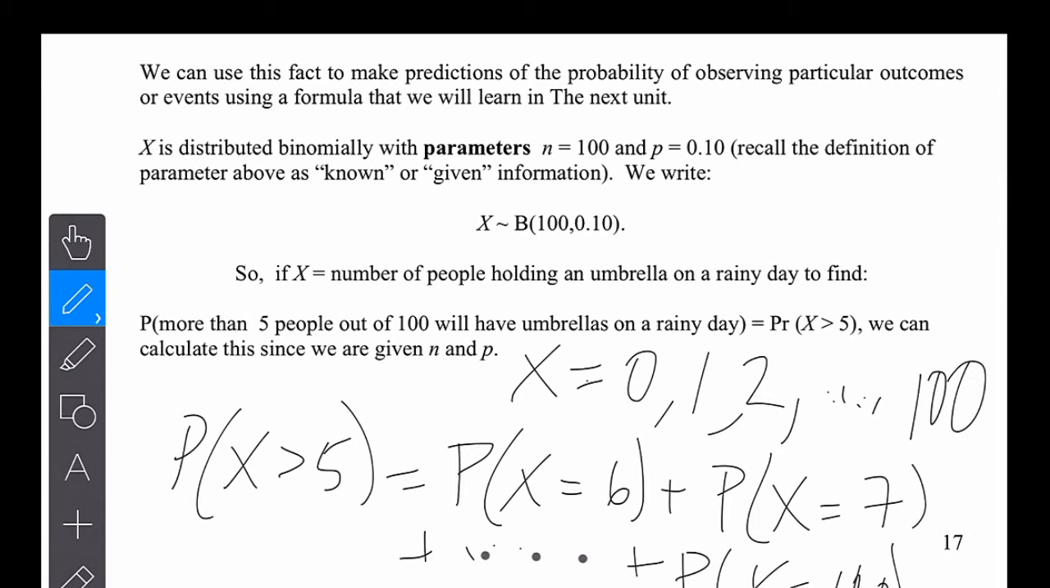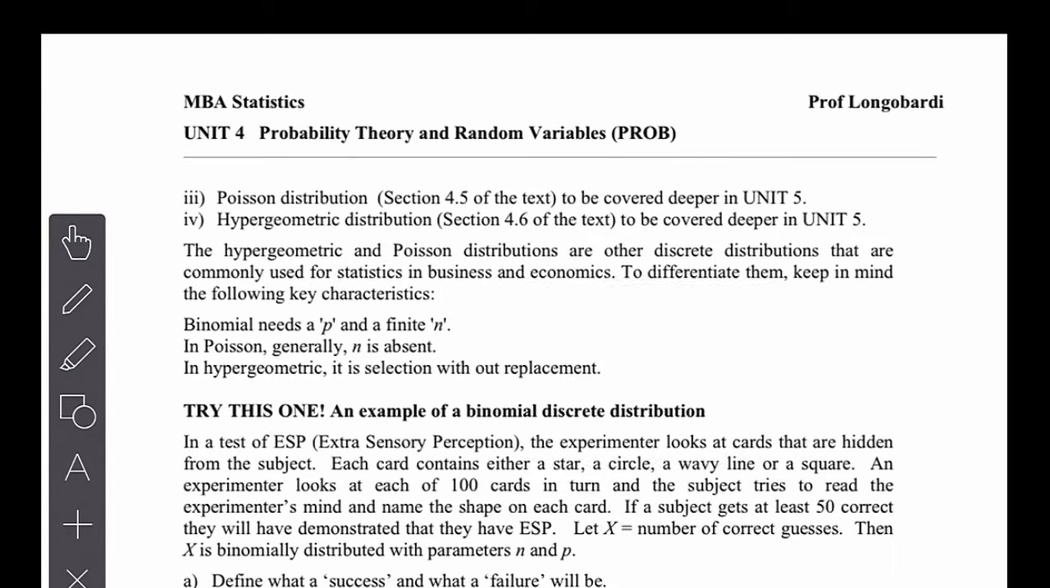Another way, well, we'll discuss another way to do that when we get there, but that's one way to do it. Another way is to think of the complement. Okay, and we'll talk about that later. So I give you an example.